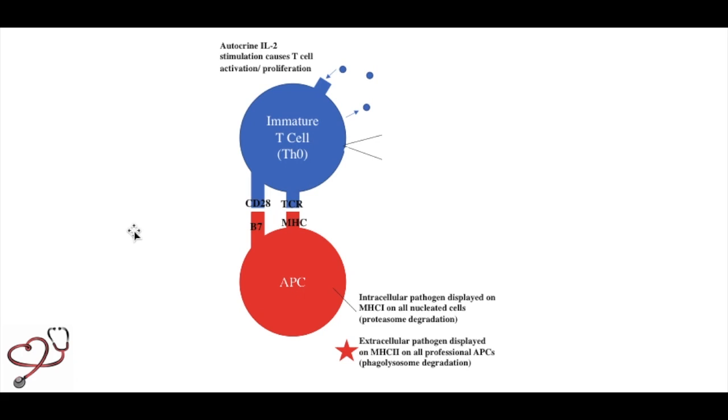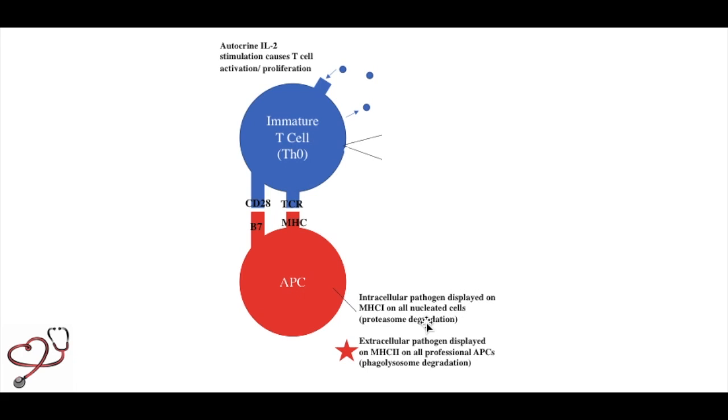First, we have intracellular pathogen displayed on MHC1 on all nucleated cells, which is basically every cell except a red blood cell, because they don't have nuclei. Now, these degrade intracellular pathogens, such as viruses, through proteasome degradation. This is the first kind of antigen-presenting cell.